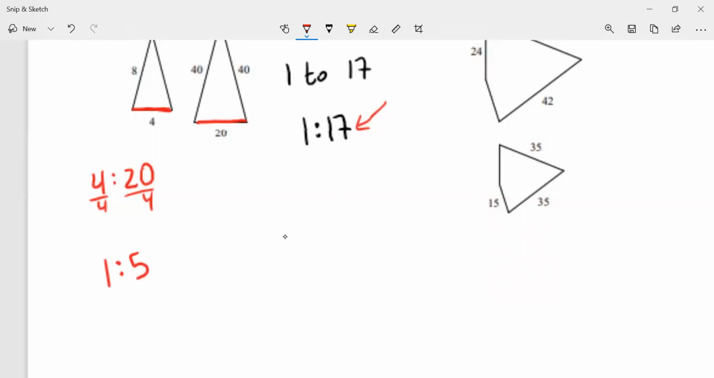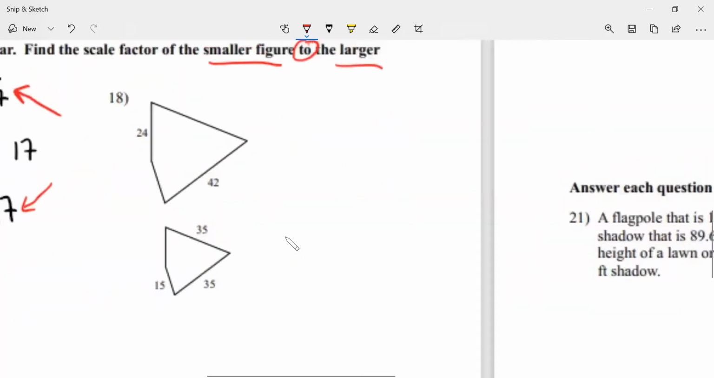Now this cannot be simplified anymore, so that's going to be it. If I type in 4 to 20, Canvas is going to tell me it's incorrect because I have to simplify. Make sure your answer is simplified. All right, so let's take a look at number 18.